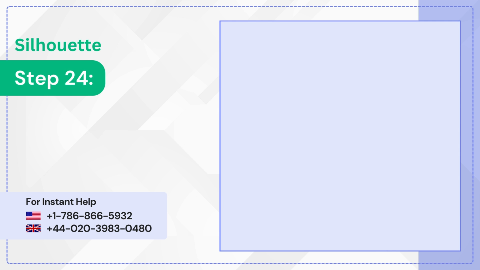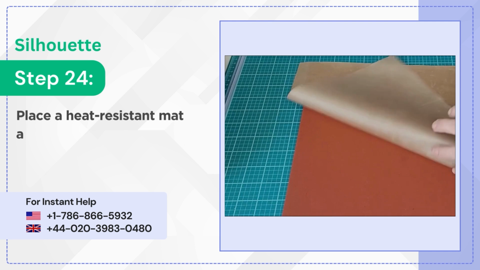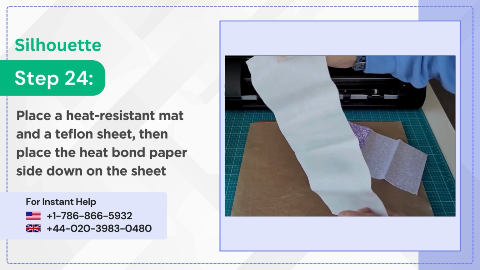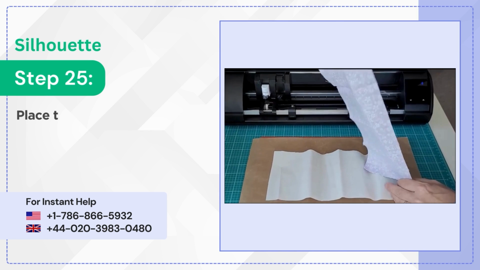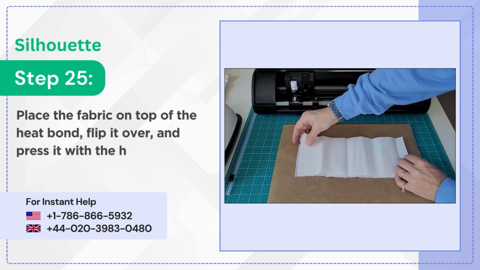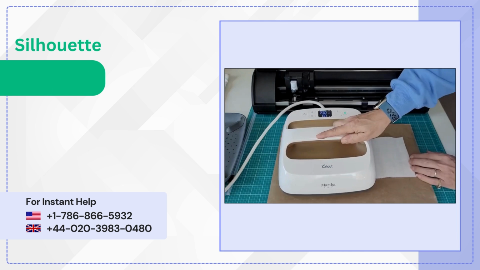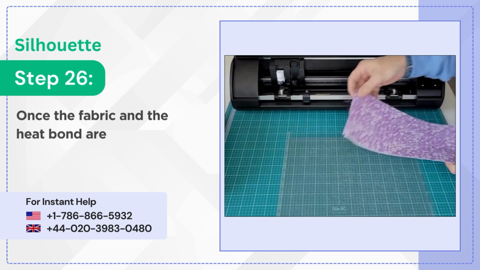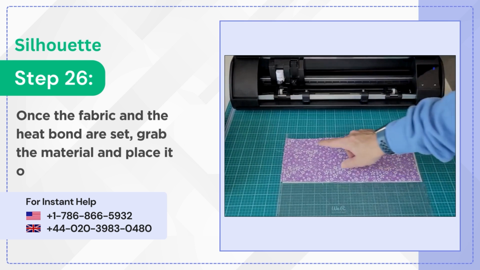Step 24. Place a heat-resistant mat in a Teflon sheet, then place the heat bond paper side down on the sheet. Step 25. Place the fabric on top of the heat bond, flip it over and press it with the heat press. Step 26. Once the fabric and the heat bond are set, grab the material and place it on the cutting mat.